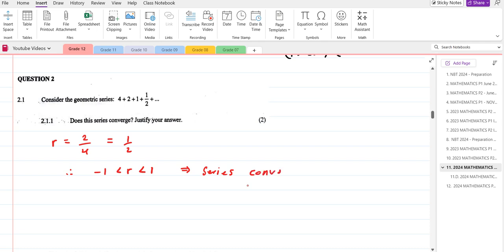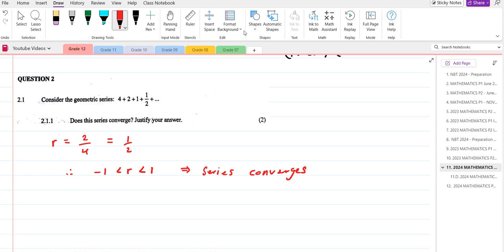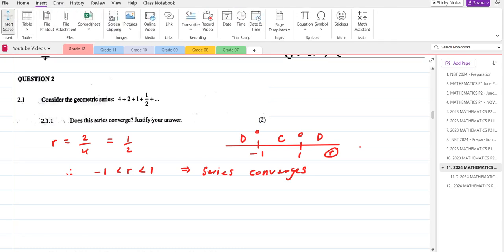converges. Now the intervals for convergence and divergence is here. I like to use a number line to represent that. So if the ratio is between minus 1 and 1, it will converge. If it's less than minus 1, it will diverge. And if it's greater than 1, it will diverge. Remember, that's not including minus 1 and 1. Right, so I hope you guys understood that. Moving on to the next problem.